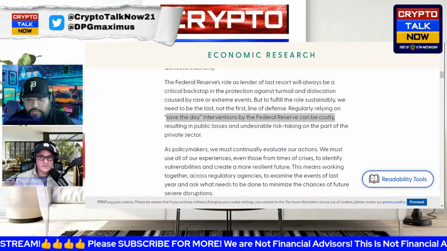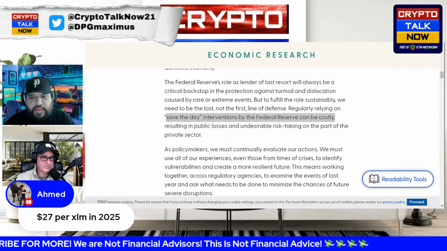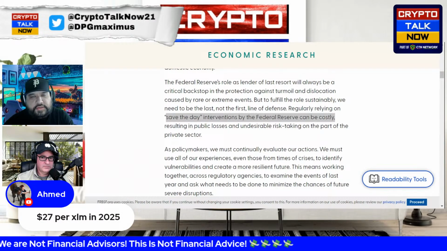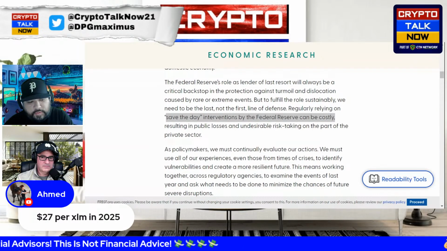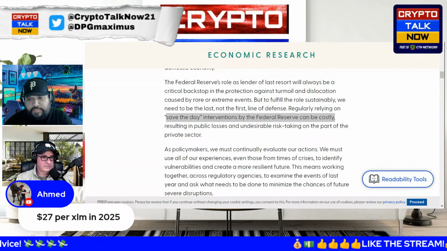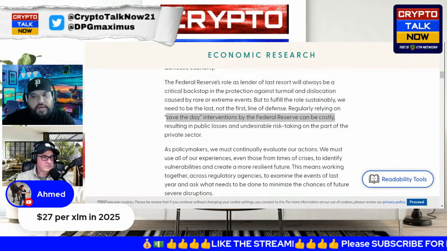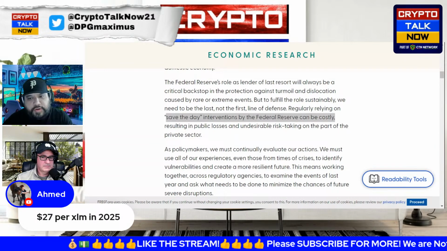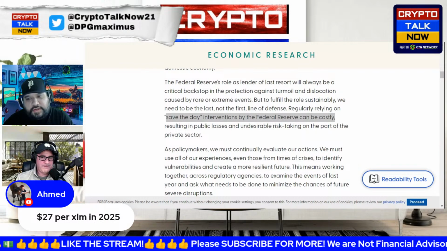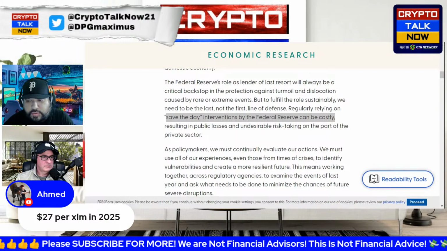I'm going to read this comment real quick. Ahmed says $27 per XLM in 2025. To be honest, Ahmed, to me that's conservative. I think we could be way higher than that. I pointed this out before, and some of you guys have XLM at like 1,000x at these particular prices by that particular time. I mentioned 100x. It's kind of back and forth with that, but that's cool.